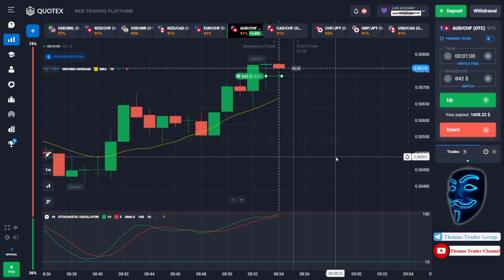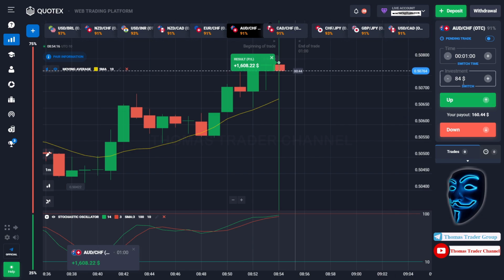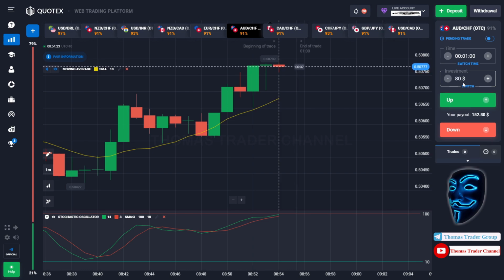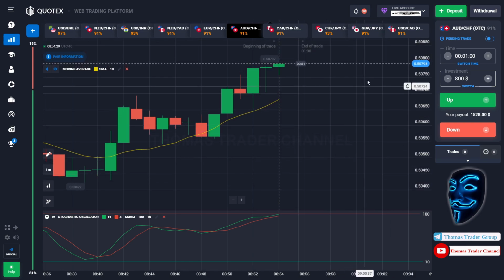We made a right prediction over here. We made a profit of $1,600. Since the max trade amount is only $1,000, let's divide it into 2. We will open 2 positions of $800 in the next open position. And over here we can open sell for 1 minute.